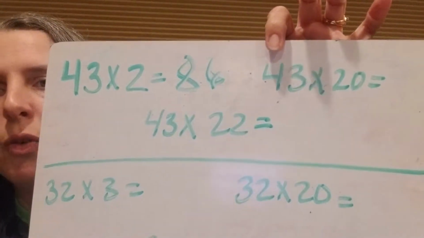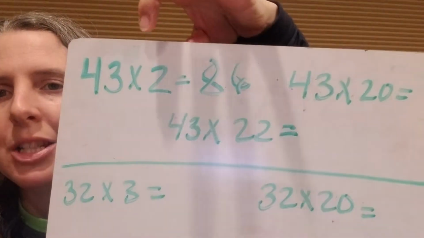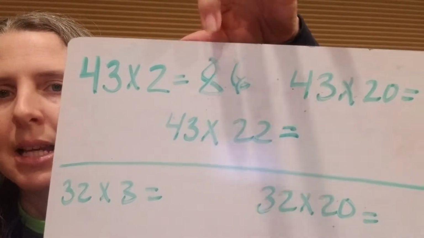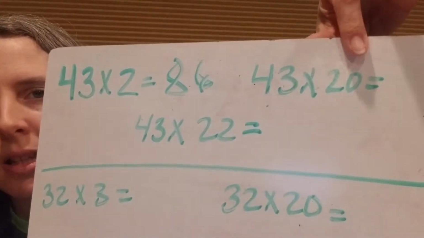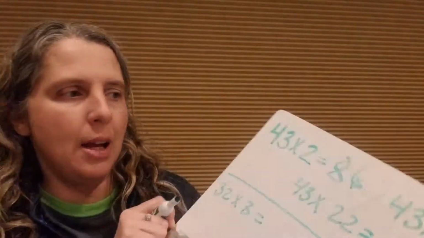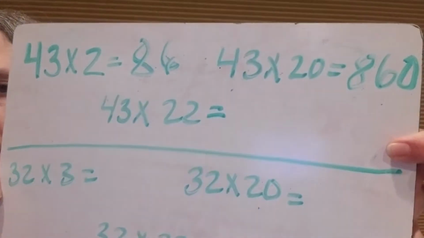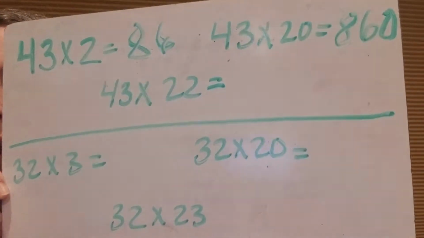All right, now 43 times 20. Well, that's times 2 tens. I just did times 2 ones, and it was 86. And then it has the 0. Cover up the 0. It's back to the same thing. So I know 43 times 2, I just did it. That was 86. Put that 0 back on. It's 860.